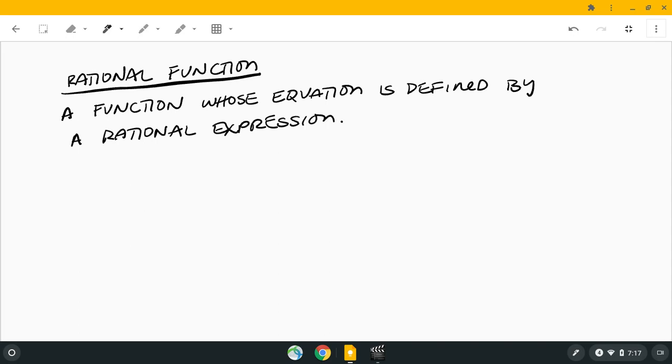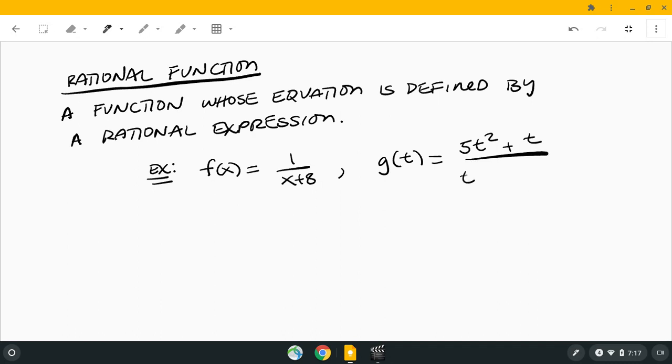Okay. So, for example, up above, we just saw examples of rational expressions. So here, a rational function, well, first of all, we need our function notation, and it's defined by a rational expression, like 1 over x plus 8, okay? Or you could have g of t, and that would be defined by this rational expression, 5t squared plus t over t squared plus 6t minus 1. Okay, so these are examples of rational functions.